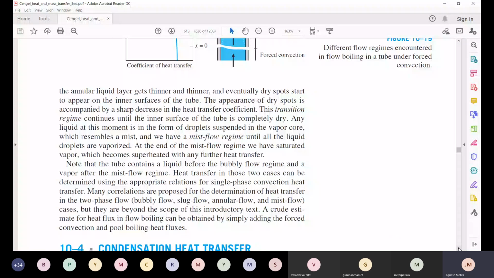So after boiling we will talk about condensation, but I think we will take that in the next class.